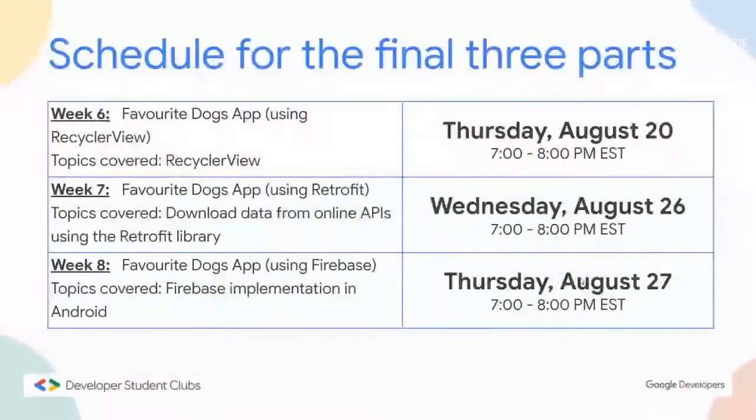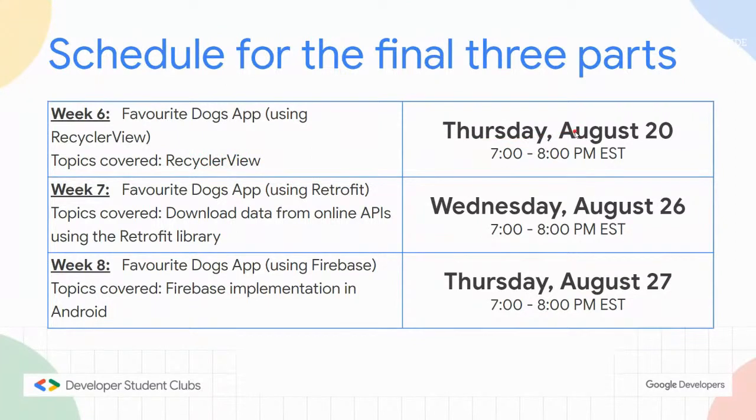So list views, as we had mentioned before, is an inefficient way to handle lists. So on week 6, we're going to build on that and learn the more efficient way to implement lists in our Android apps. So Recycler Views today.